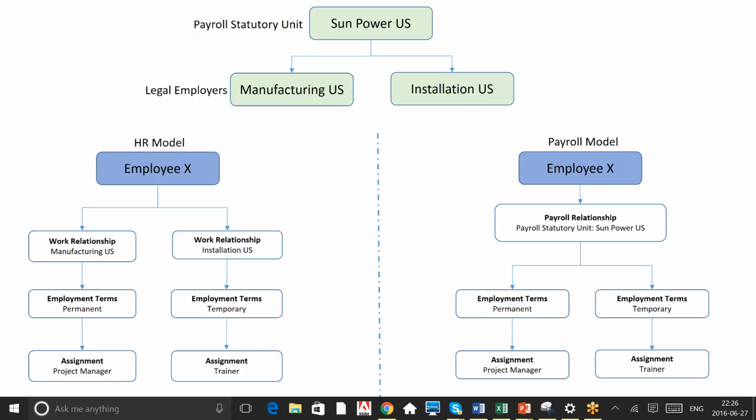But if you can do a proper requirement gathering and a proper mapping, then you can find out that there is only one payroll statutory unit for all the legal entities. And if you have a complicated requirement, like your employee has two work relationships, a permanent work term with one employer and another temporary work term with another legal employer, then you can do this kind of mapping. You can have multiple work relationships, but under a single payroll relationship.